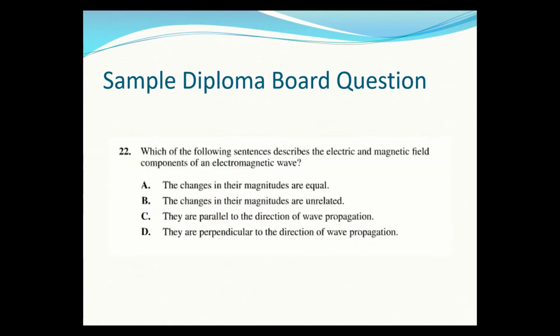Number 22. Which of the following sentences describe the electric and magnetic field components? They're always going to be perpendicular to each other. Everything's perpendicular to each other. So if the wave is moving this way and the electric field is going this way, then the magnetic field is going into the page and out of the page like that. They're all at 90 degree angles to each other.